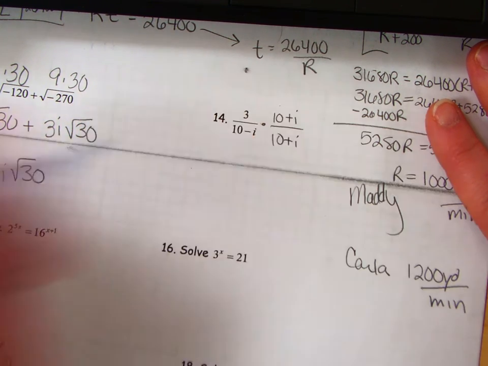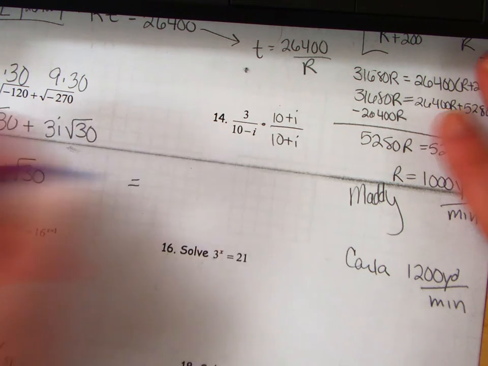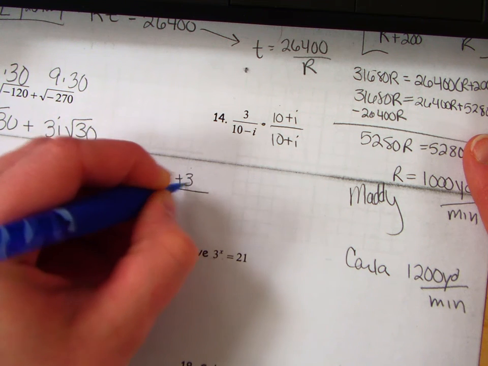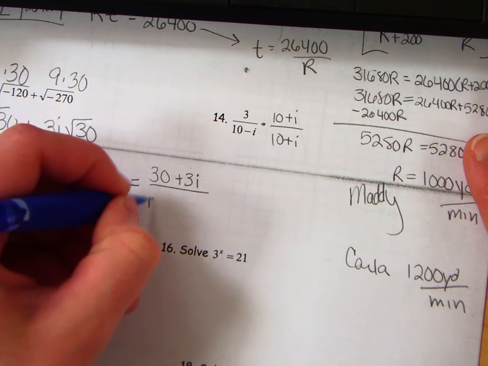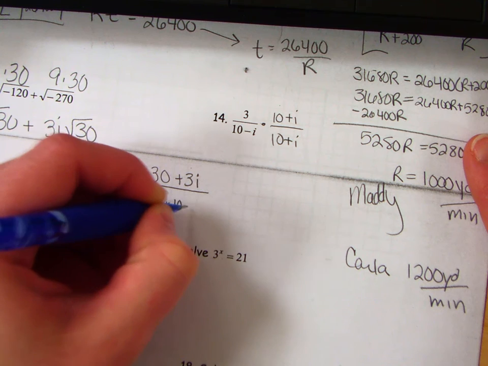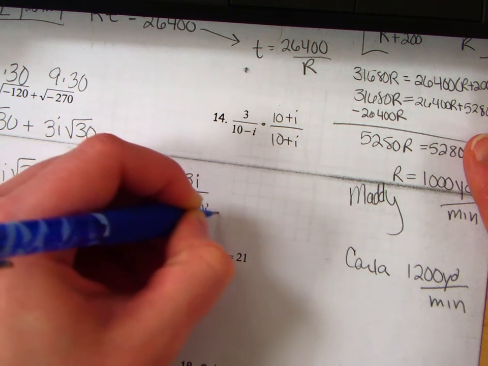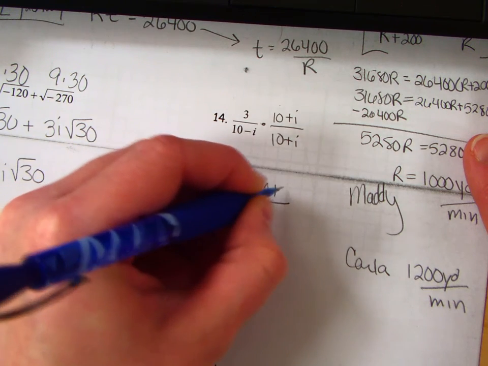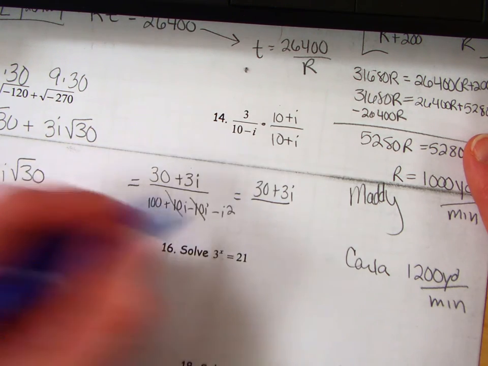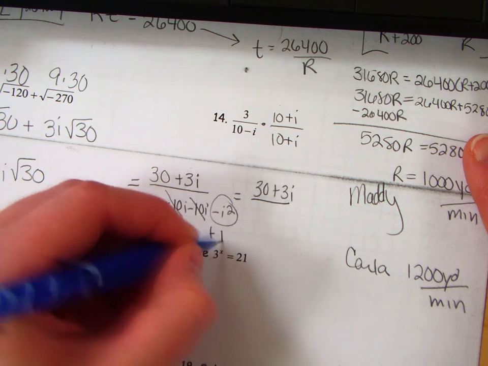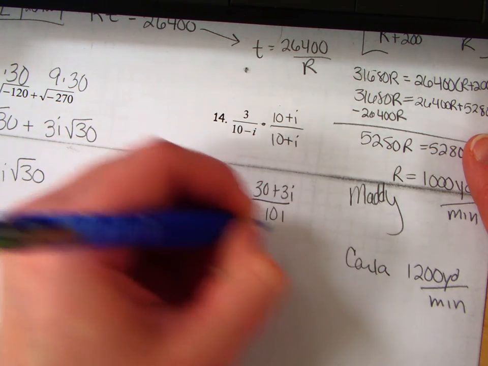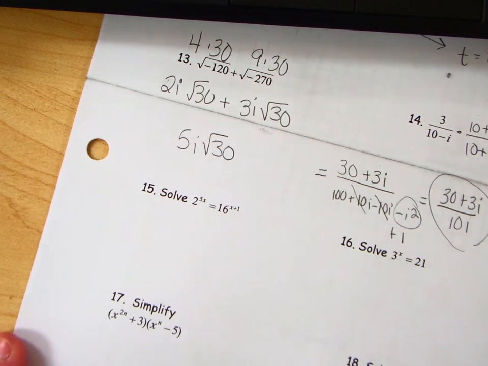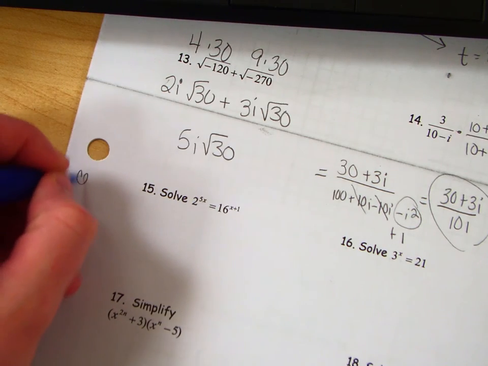Okay, and the next problem, I have to use the conjugate to get the i out of the denominator. So we're going to distribute the 3 in the top to get 30 plus 3i, and then the denominator will be a little bit more difficult, but it's just going to be 100 plus 10i minus 10i minus i squared. Okay. Remember, i squared is negative 1, so negative i squared is a positive 1, so that's how I got 101.